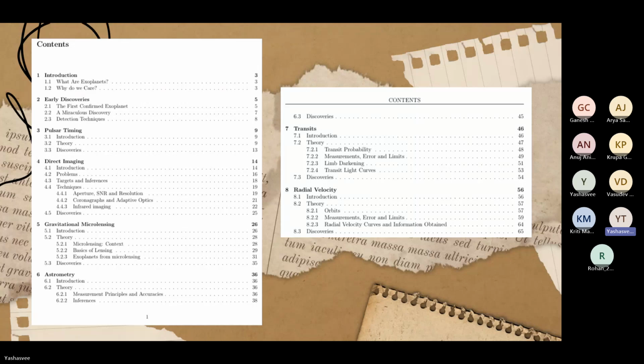So first we start with an introduction as to what exactly are exoplanets and why do we actually want to discover them. And with this introduction, we move on to some early discoveries, some fascinating exoplanets which were discovered. Then we discuss what detection techniques were used to discover them. And then we discuss in detail all of these detection techniques, which are pulsar timing, direct imaging, gravitational microlensing, astrometry, transits, and radial velocity.